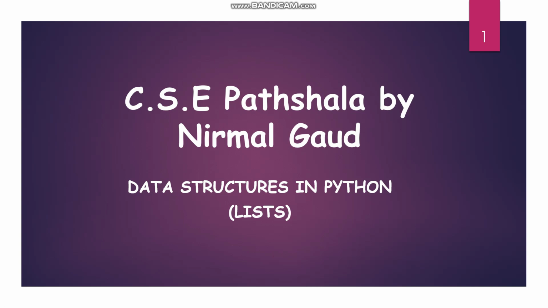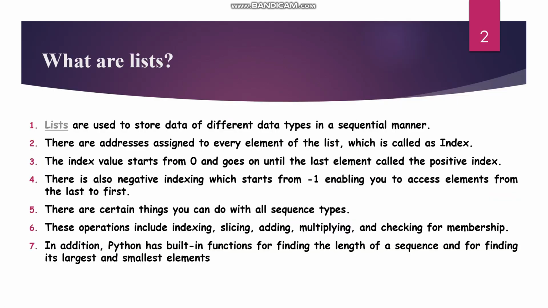In this lecture, we are going to study about the list in Python. Lists are used to store data of different data types in a sequential manner. A list is ordered and mutable in Python. Being one of the most important data structures, elements are placed in square brackets. There are addresses assigned to every element of the list, which is called index.